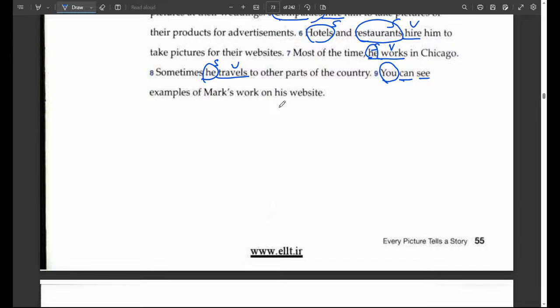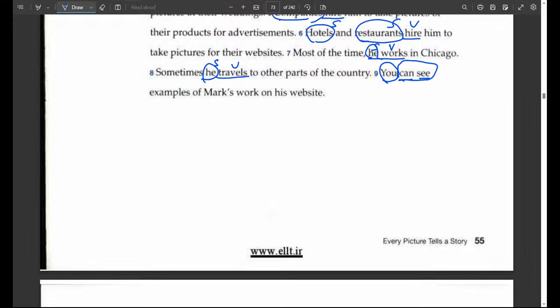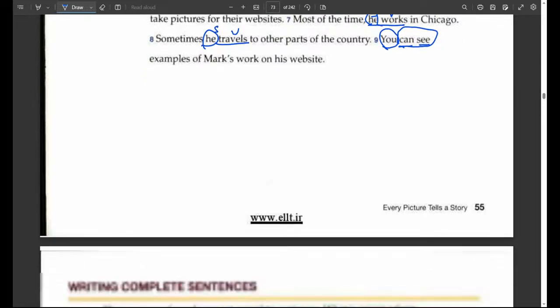Alright, so for this sentence we learned that you is the subject, can see is the verb, because this indicates that this you has the ability to see. What you can do is you can see Mark's works on his website, and you is the person who can do that. Okay, so this is also finished.